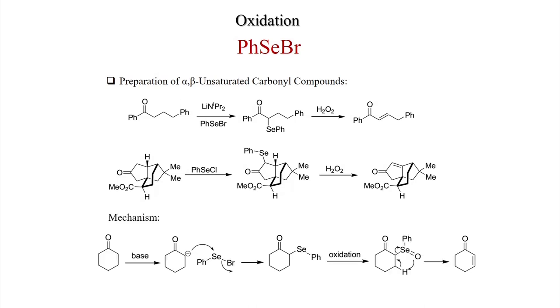So we will discuss the mechanism here. As you can see, first the base generates an enolate, then the enolate reacts with phenyl selenium bromide to get this alpha selenium ketone. Then oxidation of selenium happens to get the selenium oxide here, and then elimination happens: the carbon-selenium bond breaks and you get the olefin. The byproduct is SeOHPh, so this is the byproduct of this reaction.